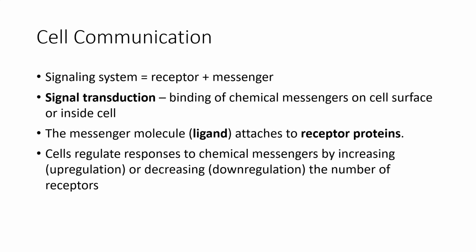Our cells need to communicate to function, and so a simple cell communication system consists of a receptor and a messenger or a ligand. The binding of chemical messengers on the cell surface or inside the cell is called signal transduction. What happens is our ligand or that messenger molecule will attach to a receptor protein, and we can control the cell response by upregulating or increasing receptors or downregulating or decreasing receptors.